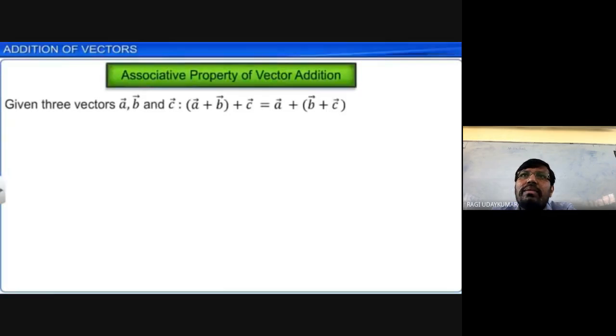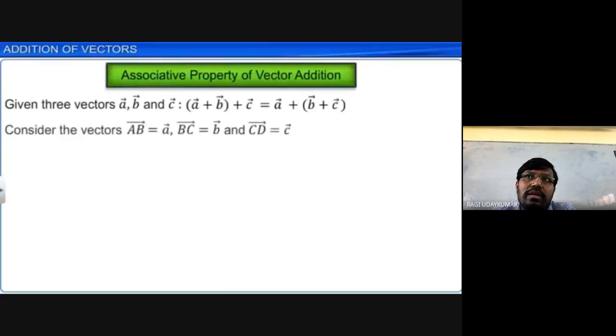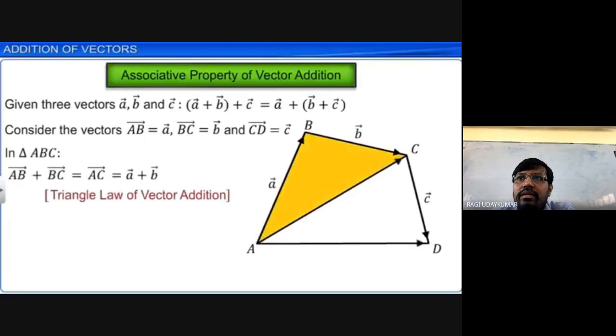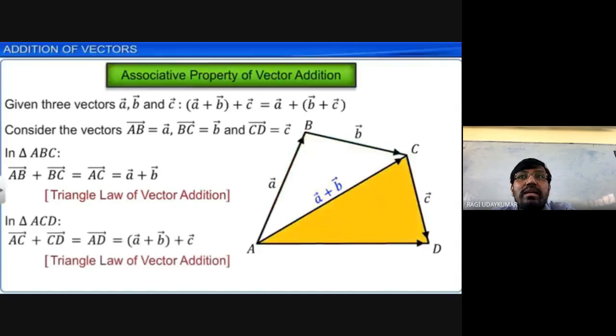Associative property means a bar plus b bar plus c bar is equal to a bar plus b bar plus c bar. Consider the three vectors here. AB is one vector, A to B, B to C is another vector, C to D is another vector, that is c bar. Now if you take A to D and A to C, A to C will be written as a bar plus b bar using the triangle. And A to C is there and C to D is there. So A to D can be written as a bar plus b bar plus c bar.